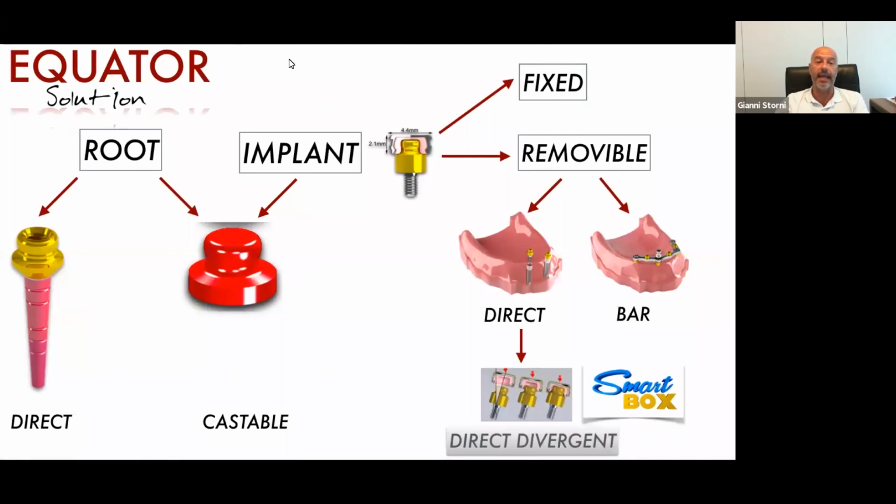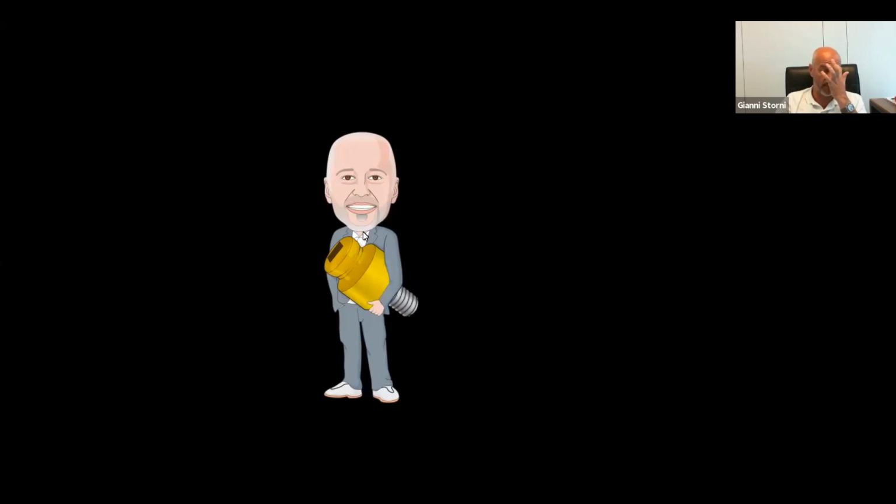We will see that we have different uses of the Equator. It's one design that can be done for root post to be cemented in the root channel, castable for roots, cap, for bar on implants, on roots, implant abutment for fixed solution, for removable, for divergent solution. So you have different ways to go.